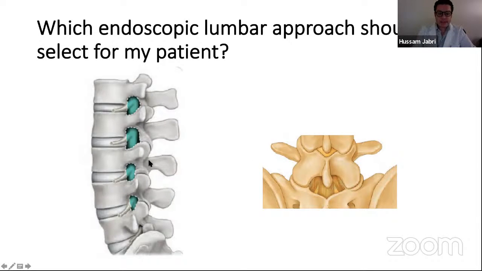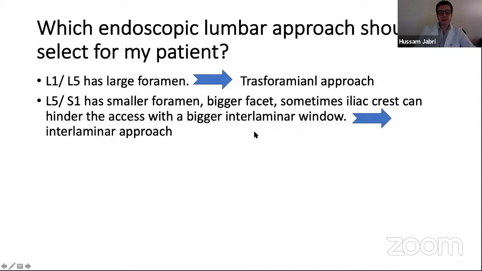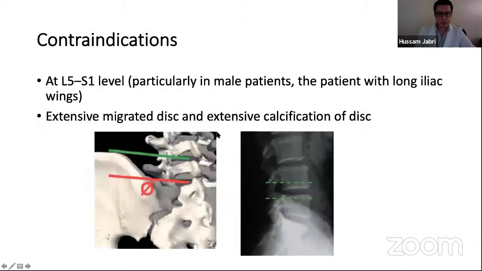We agreed that all discs can be approached, but should I select transforaminal or interlaminar? If you go back to anatomy, the intervertebral foramina are getting smaller as we move down in the spine, but the interlaminar windows are getting bigger in the lowest part. So intuitively, we can do transforaminal here, but it is more difficult here, so it is easier here to have the interlaminar window. So upper transforaminal, lower interlaminar approach.